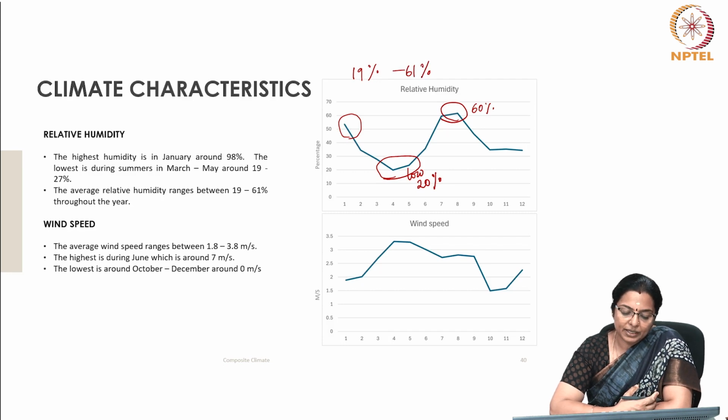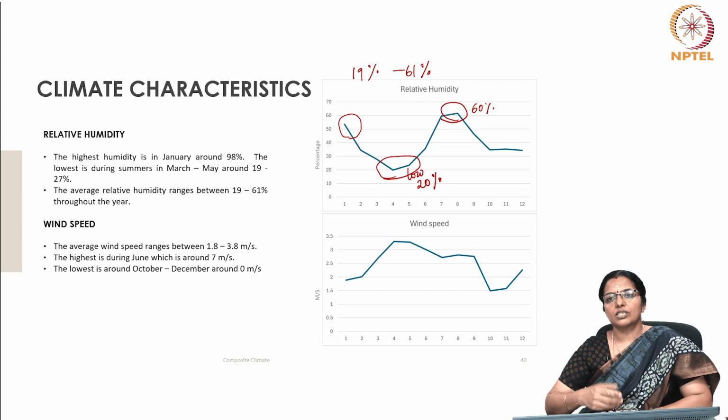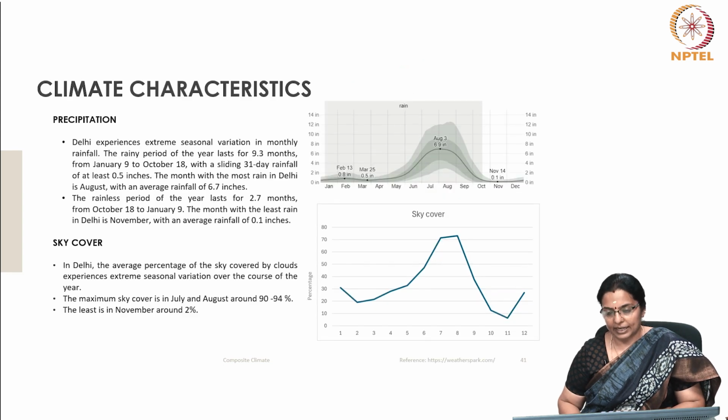Next is wind speed. The average wind speed ranges between 1.8 meters per second to 3.8 meters per second. The highest is during June, which is around 7 meters per second, and the lowest is around October-December, which is very minimal and sometimes non-perceivable, which is around 0 meters per second.